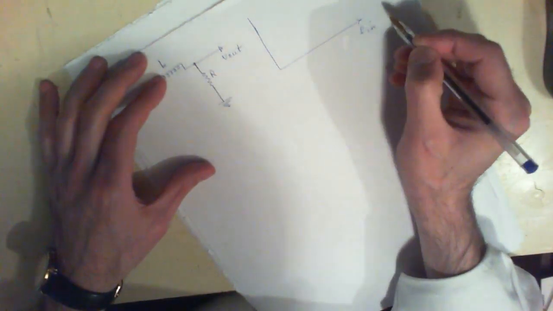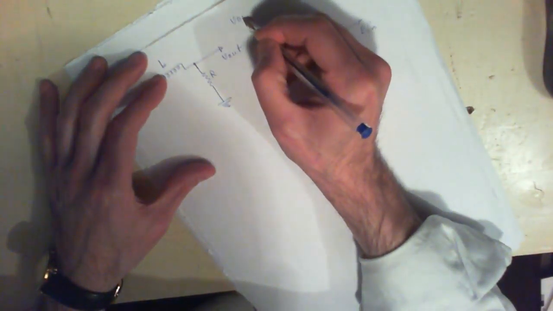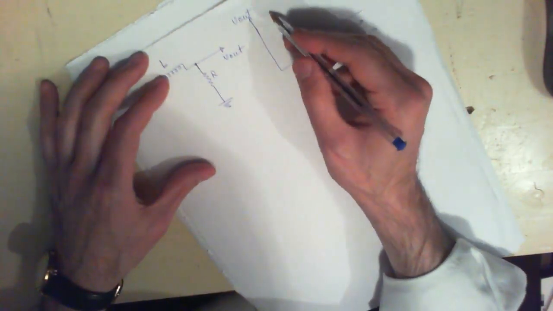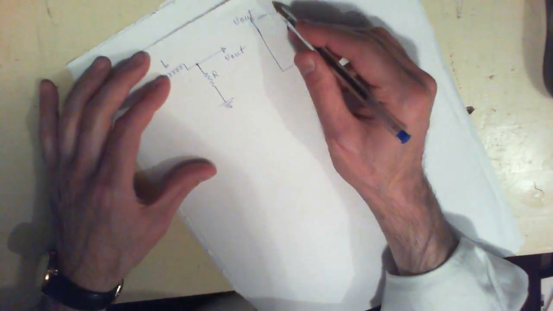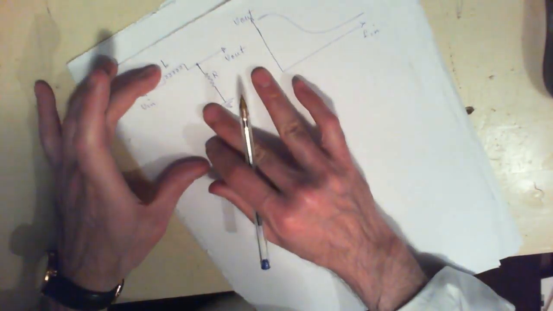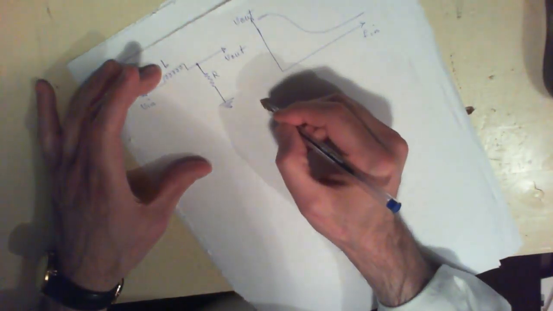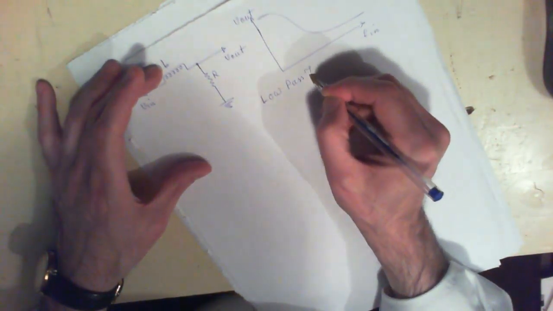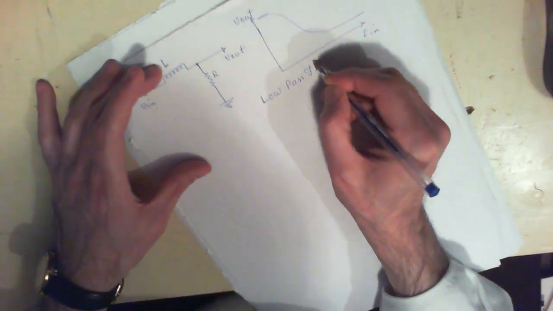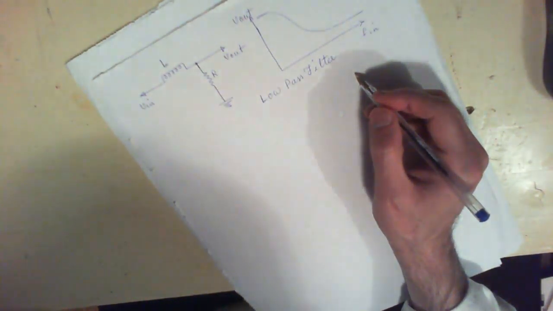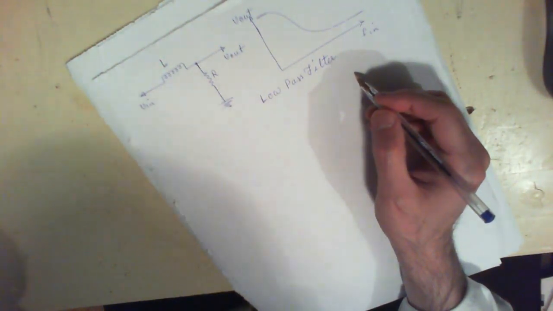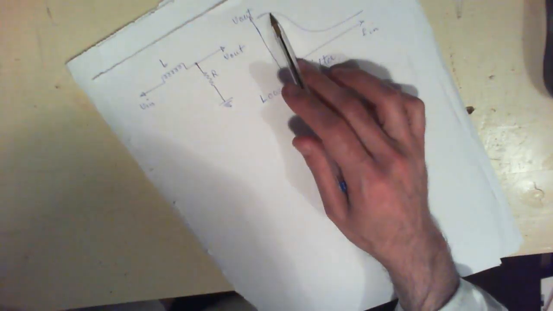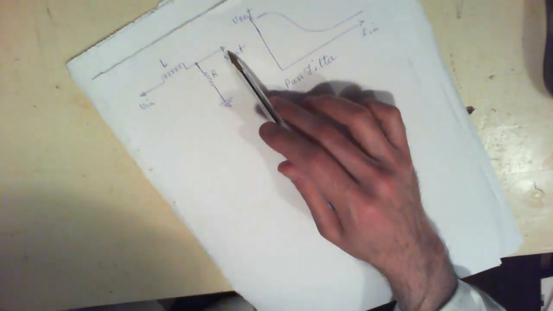If that is F of in, if this is V of out, then that's what happens in this circuit. And that's why this sort of circuit is called a low pass filter. Now this is related to the magnitude of the output voltage for this circuit.